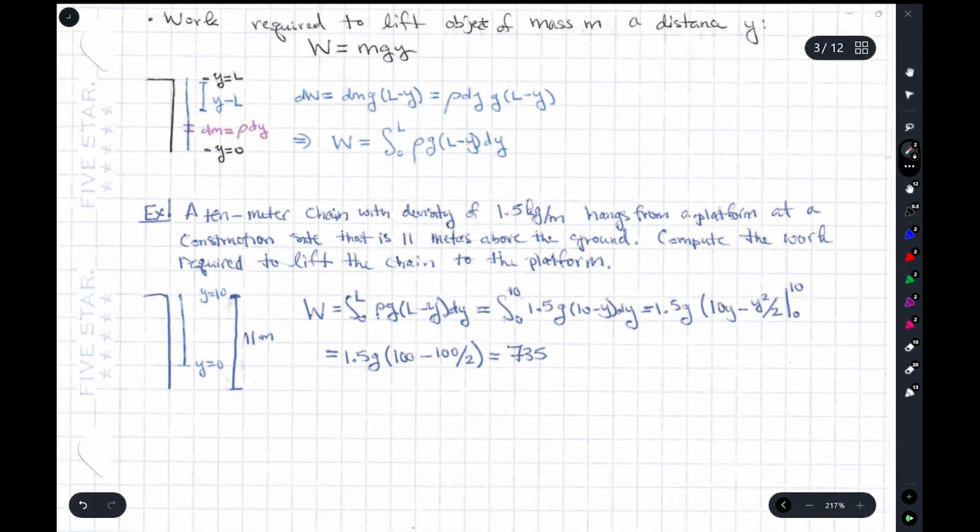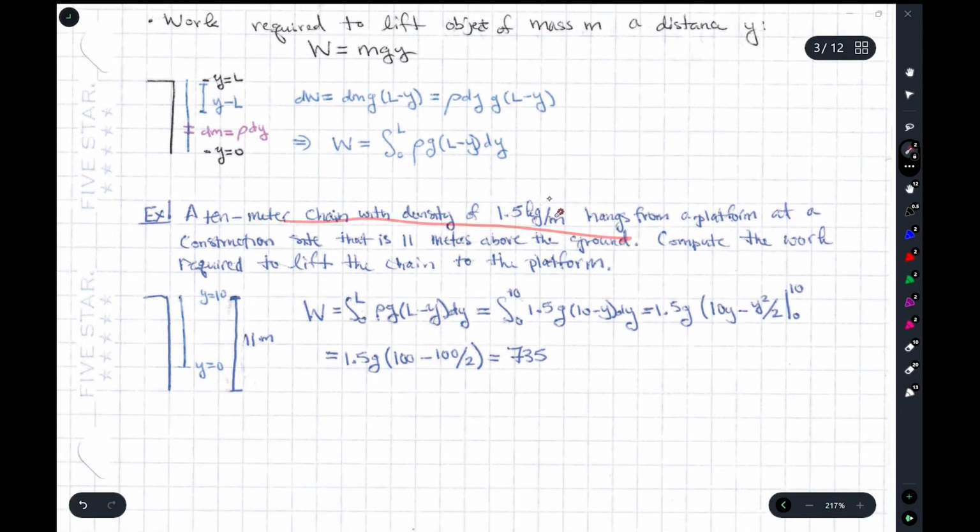So let's take a look at an example. A 10-meter chain with density 1.5 kilograms per meter, so that's a linear density, hangs from a platform at a construction site that is 11 meters above the ground. Compute the work required to lift the chain to the platform. For this problem, we're going to set our y equals 0 not at the ground, even though the construction site is 11 meters above the ground. We're just going to set our y equals 0 at the bottom of the chain.